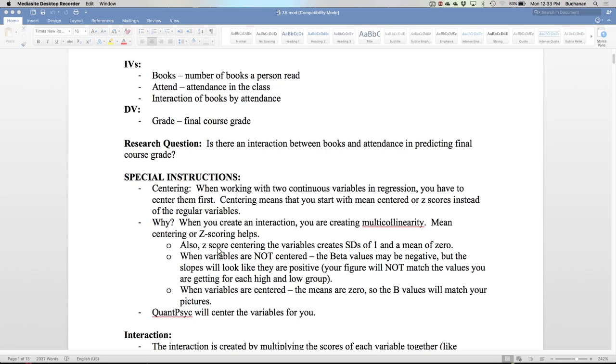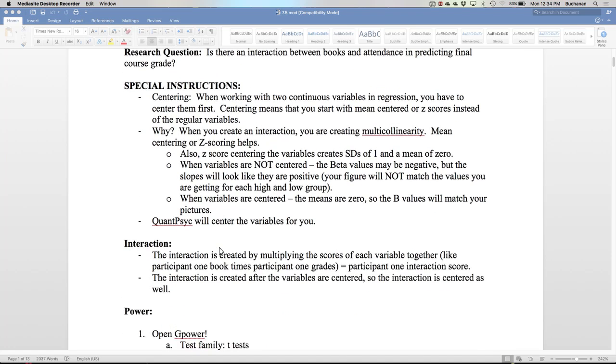So we're going to use that same books and attendance one because it works and it runs, and look at the interaction between books and attendance. So maybe if you're reading a lot of the books, you don't have to go to class. Or maybe if you're doing both, your grade is getting much higher. There are some special things with moderation. And the first thing is centering.